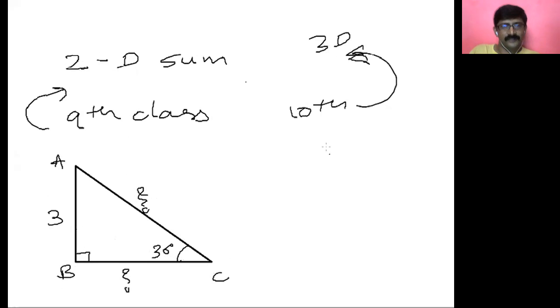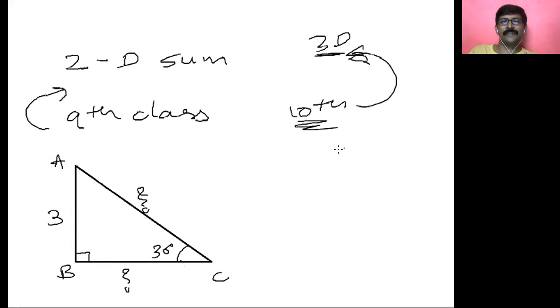And what do you mean by 3D sums? Simple. The diagram will basically remain the same, but it will have something as a word problem. Like there would be a tree. The tree is 3 meter tall, and there is a river, and on one bank there would be a tree, and an observer is on the other bank of the river, and he is observing the top of the tree at an elevation of 30-degree. So calculate the width of the river. Such kinds of questions are called 3D questions, and those types of questions we're going to see in standard 10th. Are you understanding?